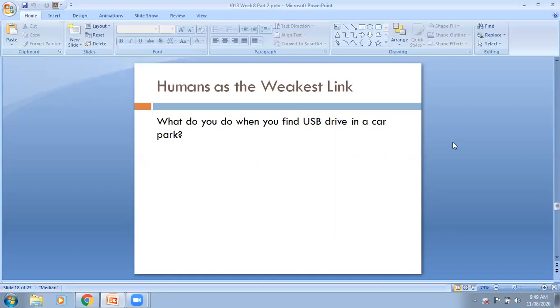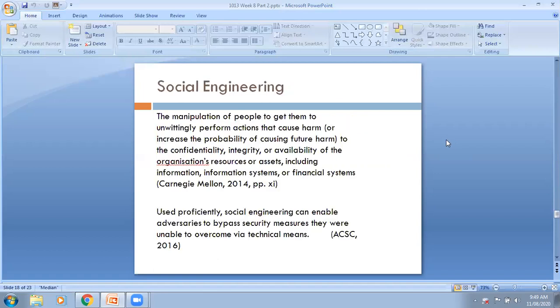Homeland Security in America did this as a bit of a test and found that 60% of the people who found a USB drive in a car park plugged it into their computer. And these are staff who work in really, really sensitive positions. When it had Homeland Security written on it, 90% of them plugged it in. So humans really are the weakest link.